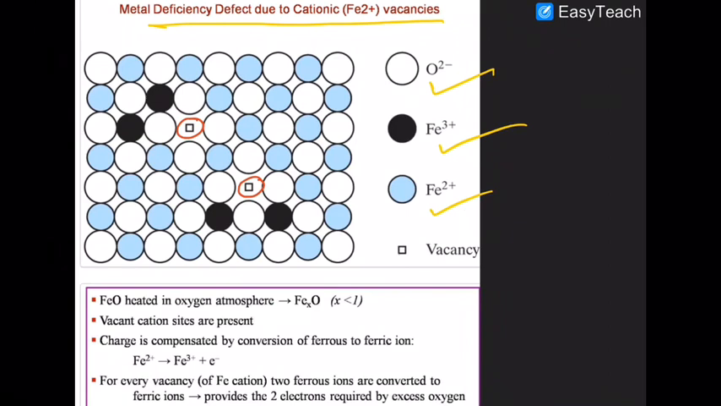I am repeating once more. Metal deficiency defect exists only when a metal has the ability to exhibit variable oxidation state. In this defect, the metal amount is lesser than the amount of the anion present in the crystal. The reason is that the metal has the ability to show two different oxidation states. So some of the metal ions in the lower oxidation state will go to the higher oxidation state.